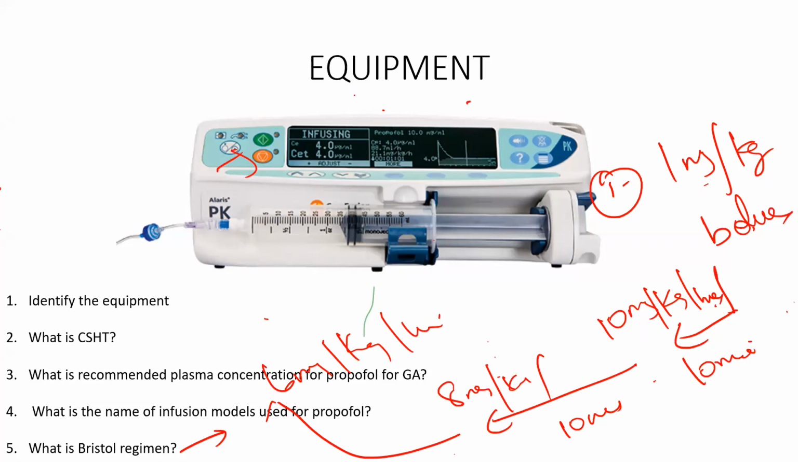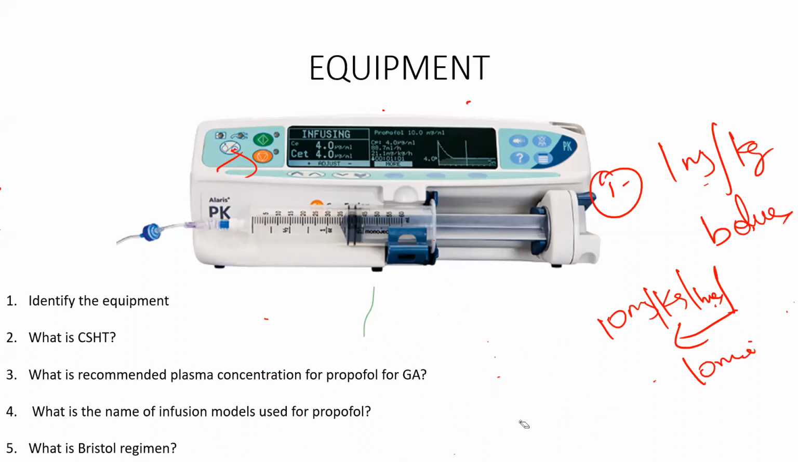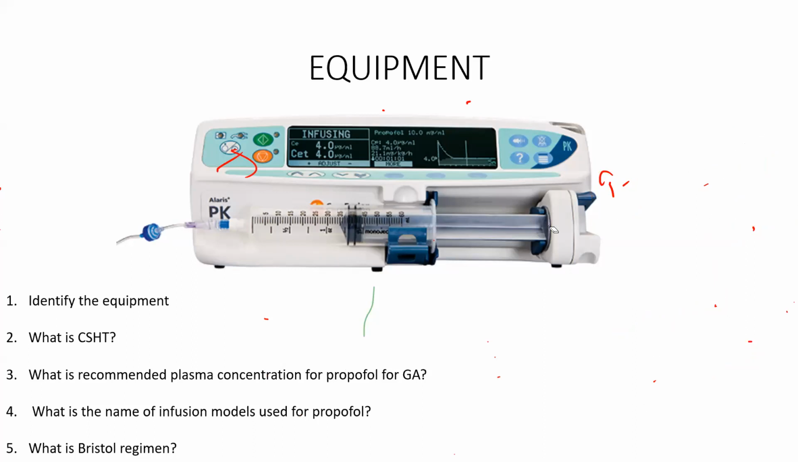Any questions here? TIVA and TCI pumps are different, sir. Basically, they are different. TIVA is nothing but total intravenous anesthesia. We give TIVA by using TCI pumps. TIVA is not a pump; it is a mode of anesthesia. So the equipment is the TCI pump, target control infusion pump, but it is also colloquially called the TIVA pump.